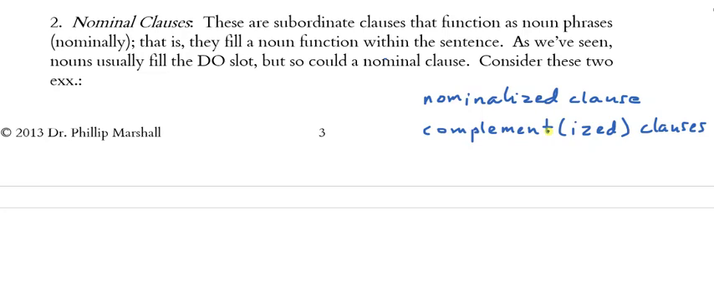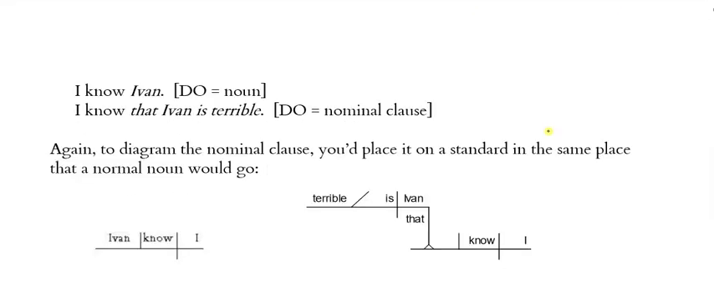Remember, direct objects in a transitive verb sentence are obligatory, and so they would be necessary. They would be a complement. So I know Ivan. Here, Ivan is my direct object. Okay, subject, verb, direct object. I know that Ivan is terrible. Here, that Ivan is terrible is filling the same function slot that Ivan is filling in the sentence above. This whole clause then is functioning as the direct object just as Ivan is. And this is a nominal or a nominalized clause where it functions as a noun.